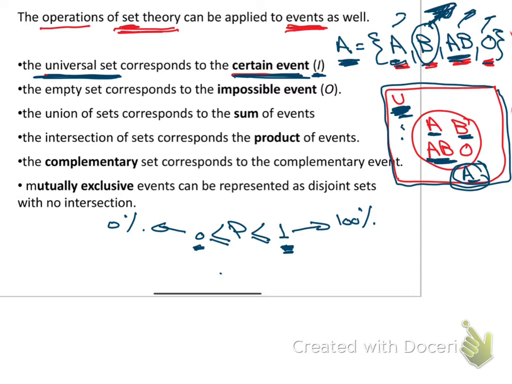Another example here, another operation. The empty set has a notation of phi, or open brackets. So this is the notation of the empty set. The empty set doesn't have any elements in it. The empty set corresponds to impossible events.